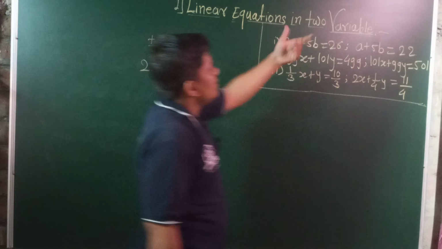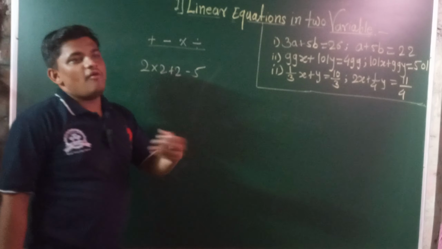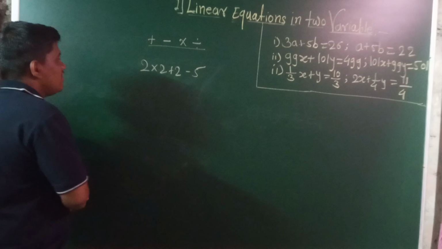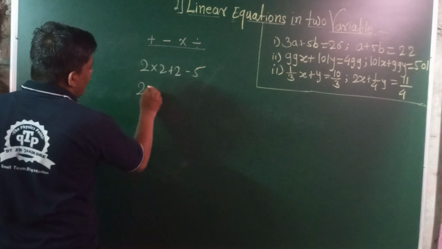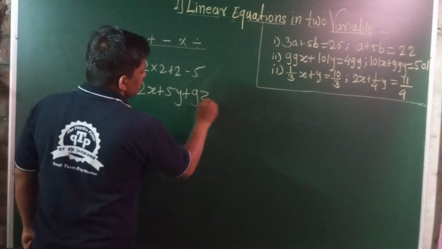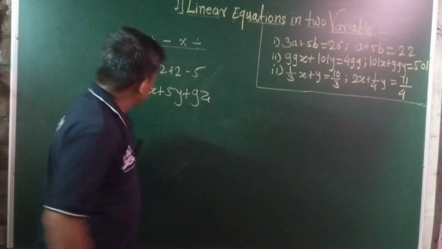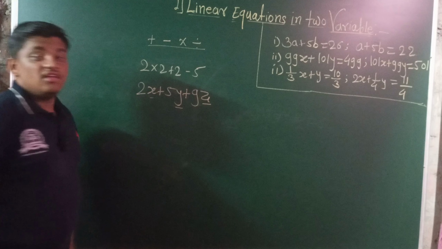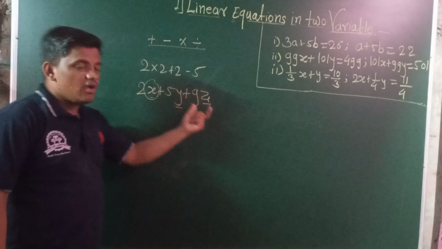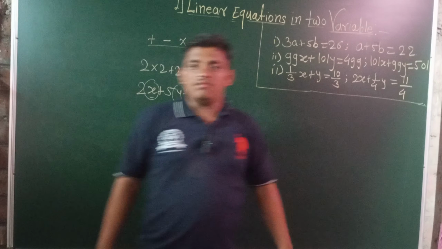Then, in equations, what are the variables? Unknown values are represented with the help of some English letters. These are known as the variables. What is meant by variables? Unknown values are represented with the help of some letters. For example, 2x plus 5y plus 9z. x, y, and z are the variables. These are letters, and the unknown values are represented in the equation with the help of these letters. These letters are known as the variables.